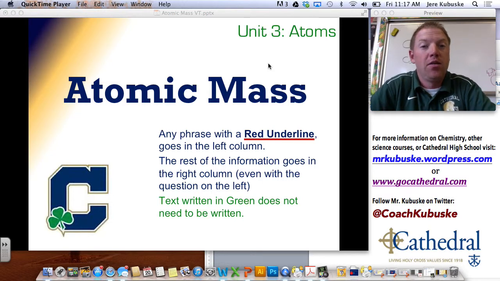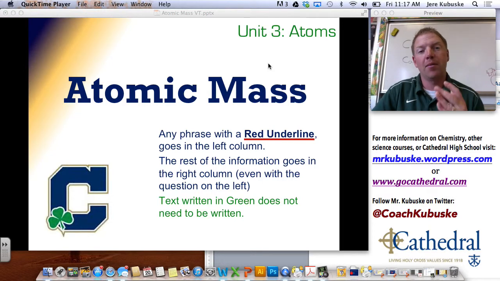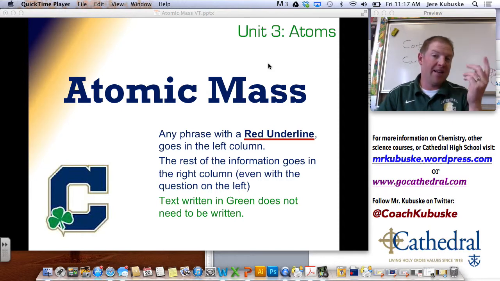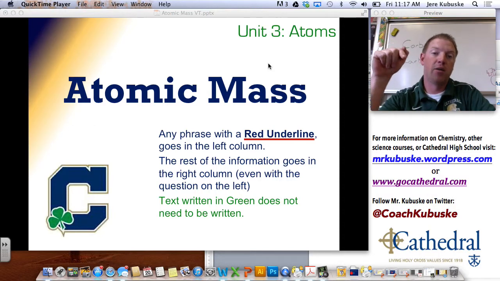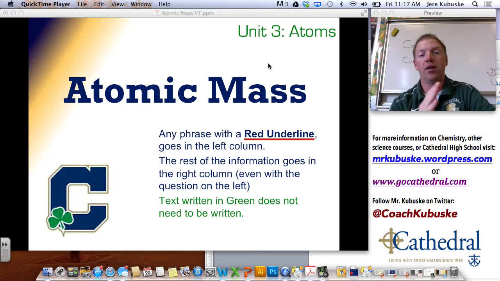We're still in Unit 3. We're still talking about atoms. Today we're going to talk about something called atomic mass. In the last section we talked about the numbers that correspond to different elements, atomic number and mass number. We talked about how to calculate protons and neutrons from those numbers. We talked about what an isotope was when we changed the number of neutrons. We talked about what an ion was, whether positive or negative, when we changed the number of electrons.